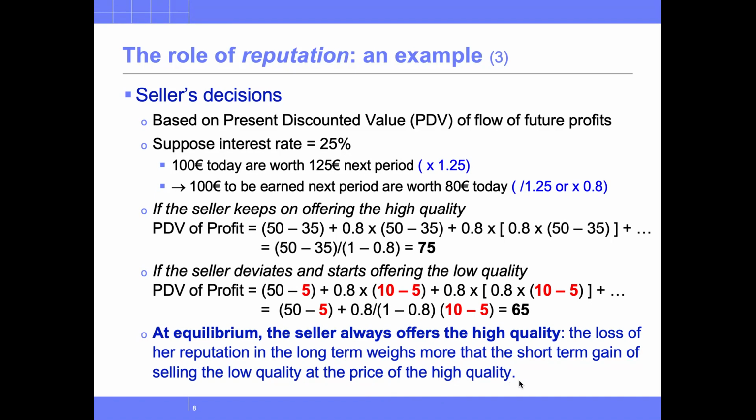If the seller does so, the buyers are right to believe from the start that the seller always offers the high quality. So there is consistency between the beliefs of the buyers and the course of action taken by the seller at equilibrium.